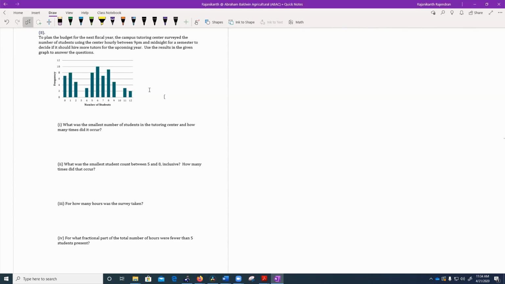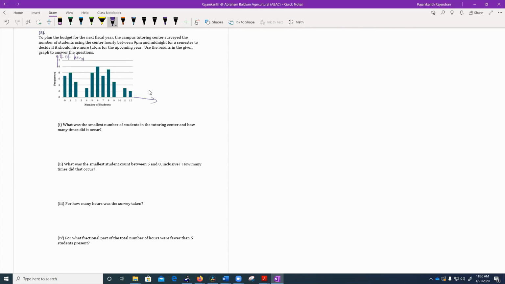Okay, you have to understand the units carefully. My x-axis is the number of students. What is my y-axis then? Number of hours. So we are looking for the number of students they spend, how many hours. So they just check, right? Randomly they are going into the tutoring center, sitting for certain hours.